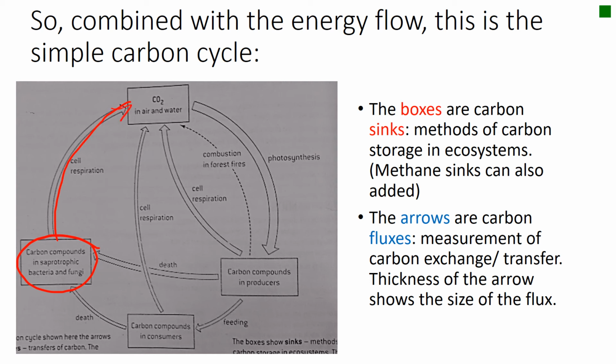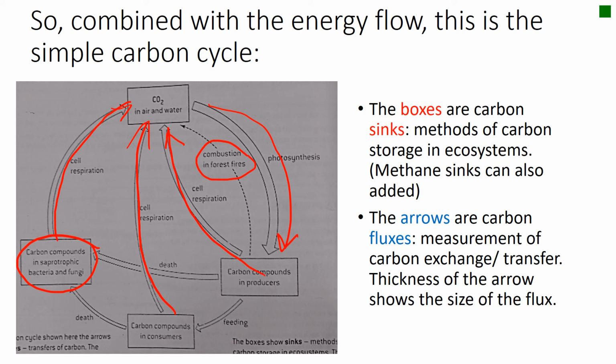And then again, the carbon will be released back to the air by cell respiration. And again, as you have learned, the consumers also release carbon through the process of cell respiration to maintain body heat, and the producers also do cell respiration. So as you can see from here, there's only one arrow that takes the carbon from the source, which is photosynthesis. The rest actually tend to release the carbon back into the environment. And there is also a dashed line here, which is combustion and forest fire. Why is there a dashed line? Because it is not something that happens every day.